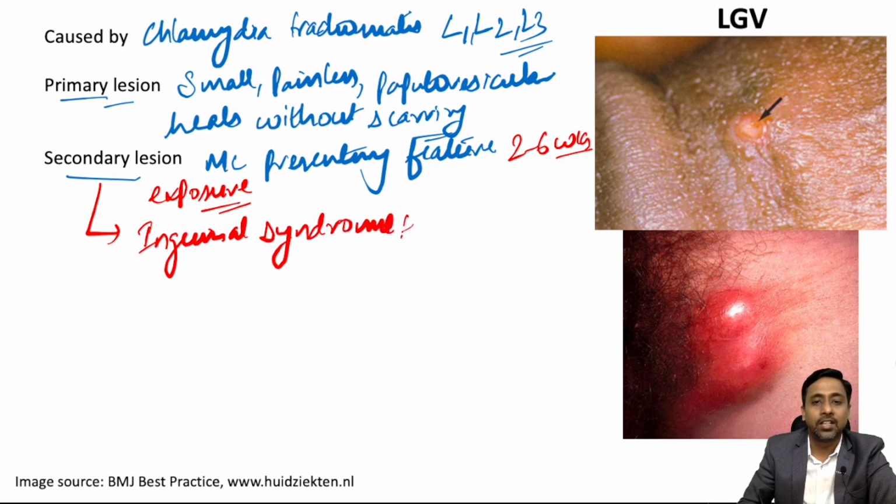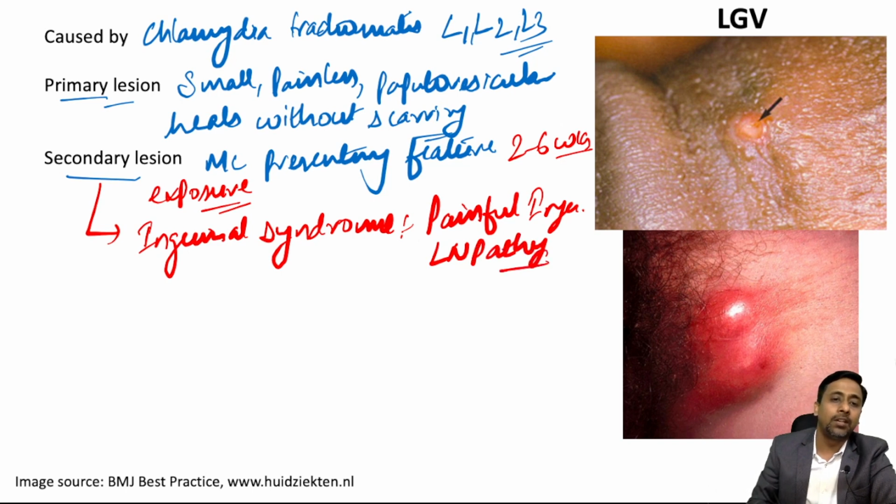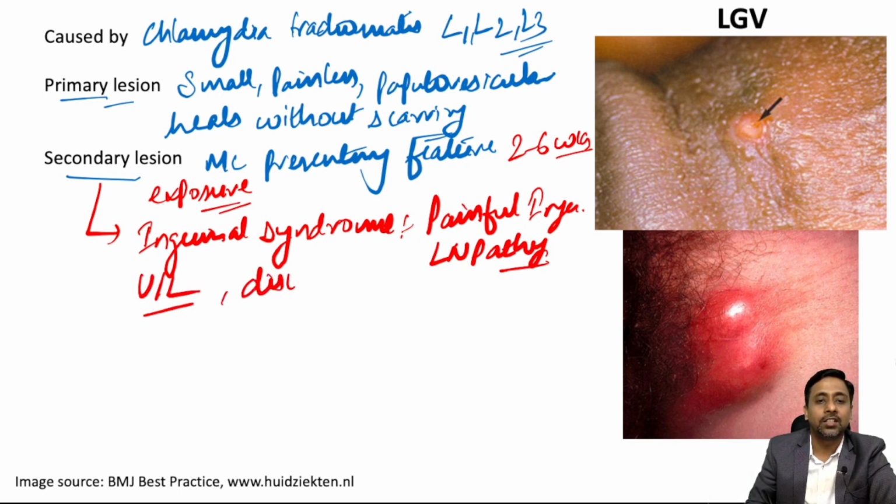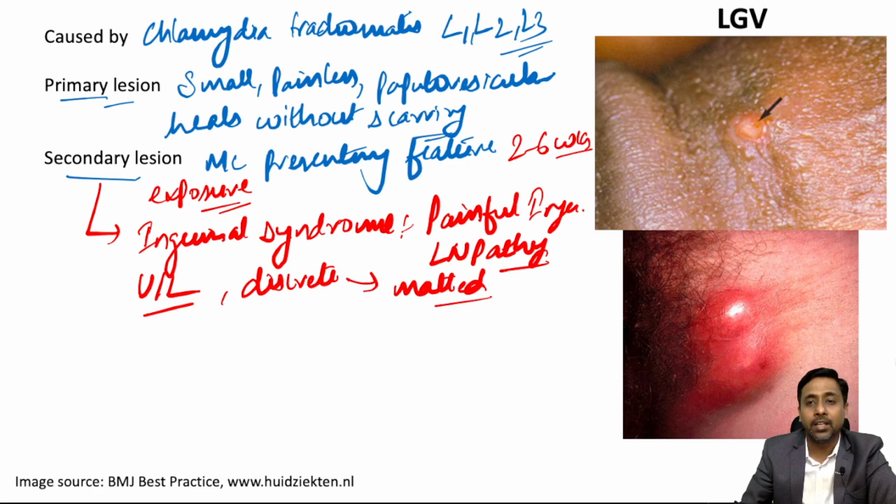And what is that inguinal syndrome? Inguinal syndrome is nothing, it is painful inguinal lymphadenopathy, and it is unilateral. Okay, and initially the lymph nodes are discrete, but later on they may become matted. Okay, they will become matted and may become fluctuant or suppurative.